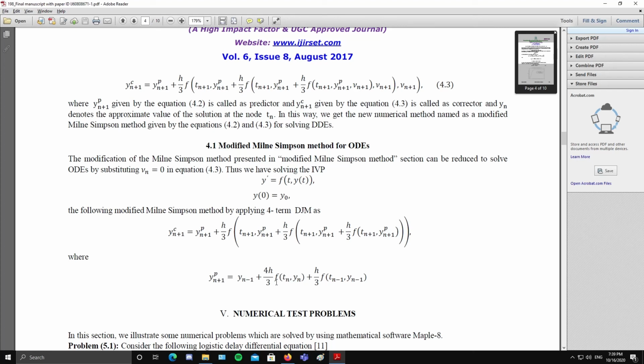So I have discussed the paper Modified Milne-Simpson Method of Solving Differential Equations. In the paper, the authors have applied DJM on the implicit Milne-Simpson method to derive the proposed method. The efficiency of this method is tested on various types of problems, and it was found that this method gives better solutions compared to other methods, and the solutions are also close to the exact solutions.